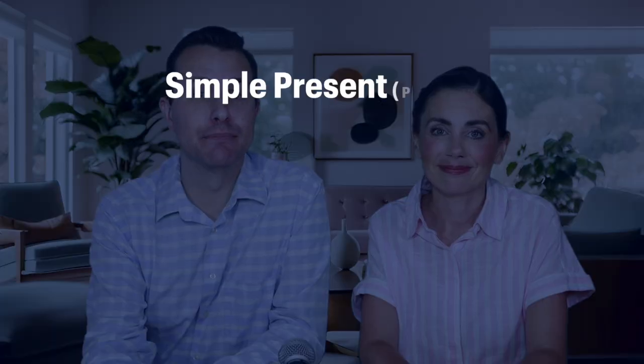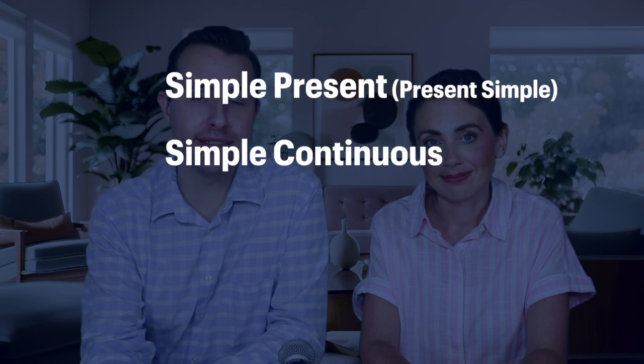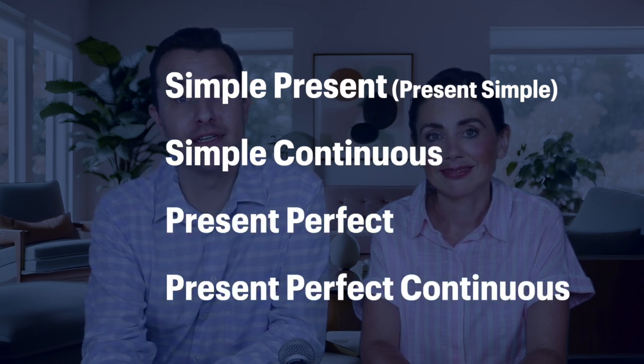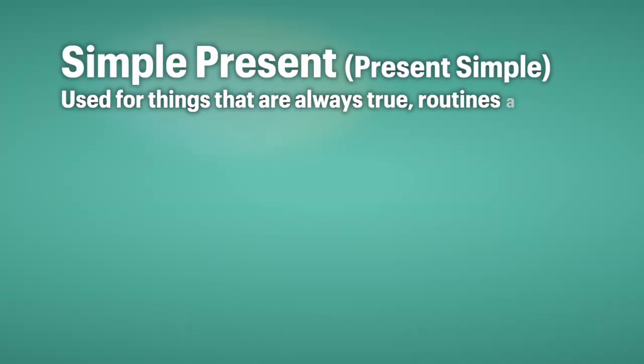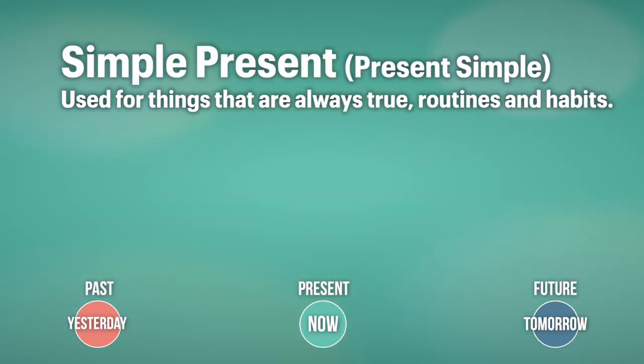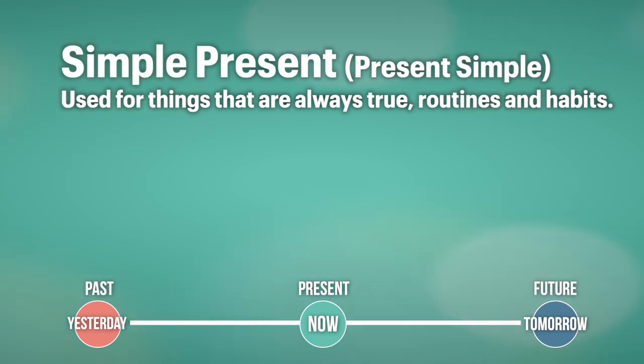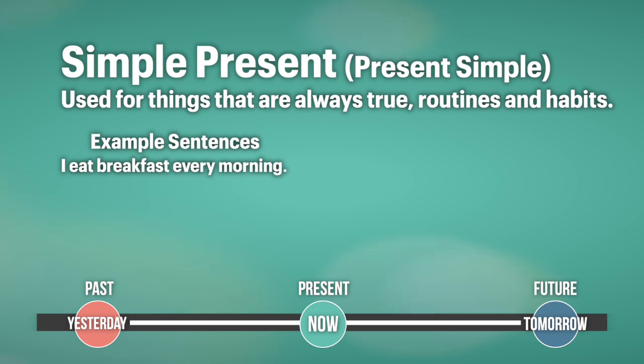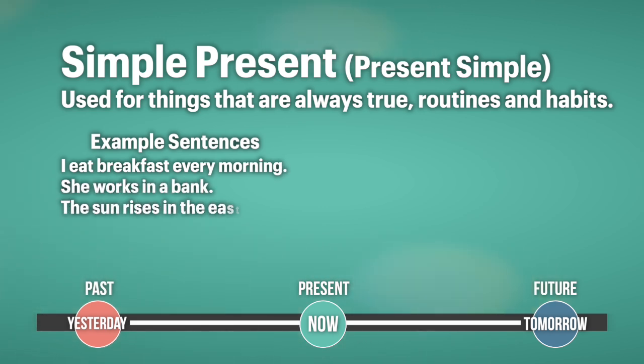There are 4 present tenses: simple present, simple continuous, present perfect, and present perfect continuous. The present simple tense is used for things that are always true, routines and habits. For example, I eat breakfast every morning. She works in a bank. The sun rises in the east.